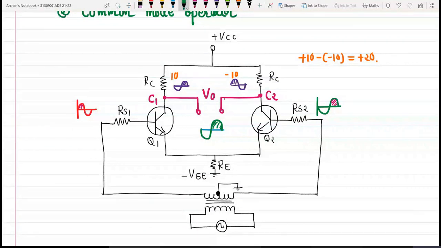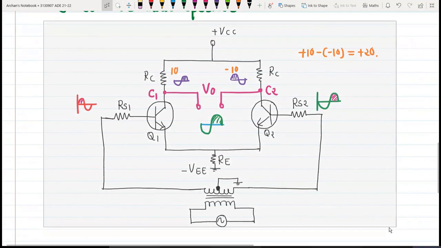And another kind of operation we know is common mode operation. What we will do in this common mode operation is that the signal applied to the base of transistors Q1 and Q2 will be derived from the same source. So now we will use a single source to get the output voltage. Let us try to understand this phenomenon also.